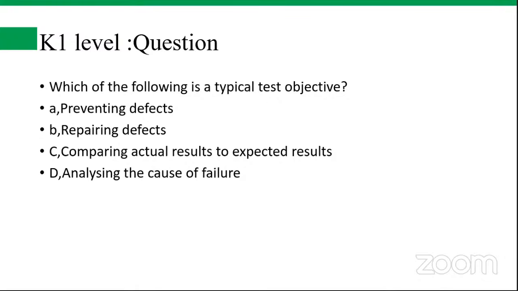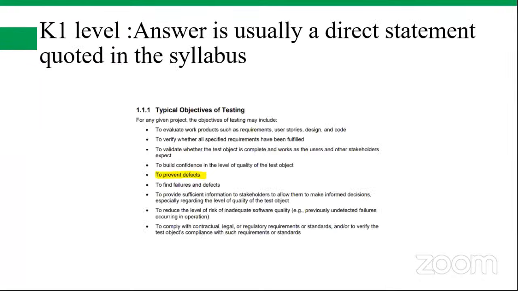Among these 4, preventing defects is the right answer. So how exactly can you say this is a K1 level question and not a K2 level question? For this, I have put a screenshot of the syllabus. Look at this. This is a screenshot taken from our ISTQB syllabus. As you see, the highlighter is highlighting the point to prevent defects that falls under the typical objectives of testing.